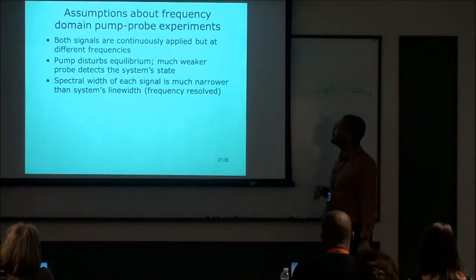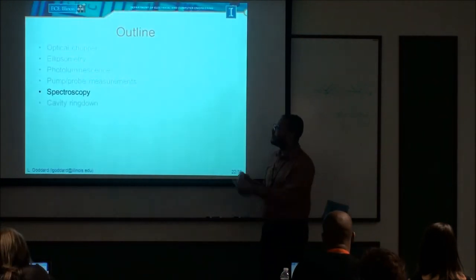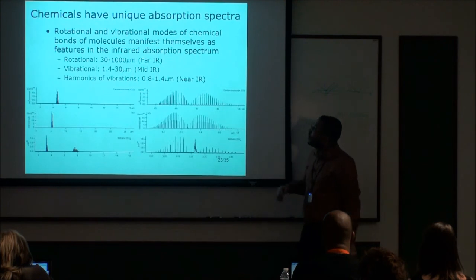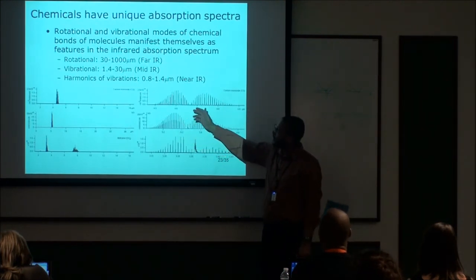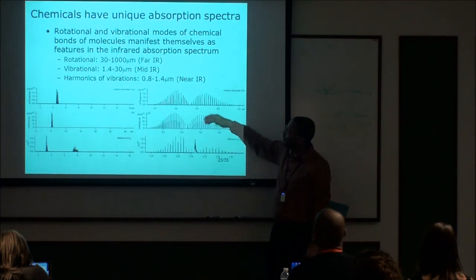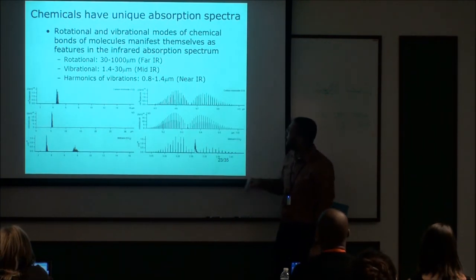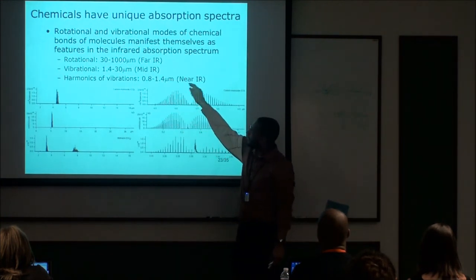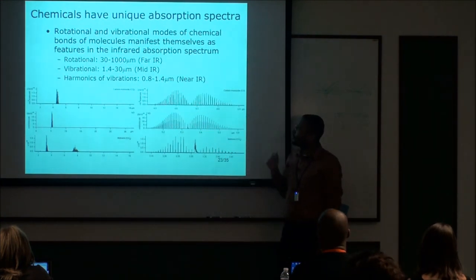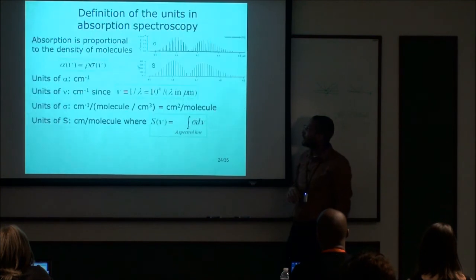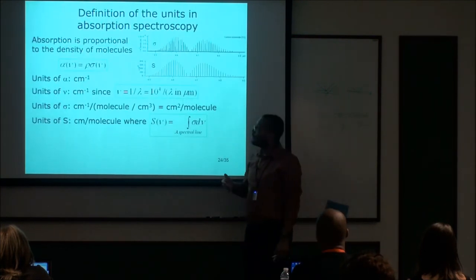All right, so now let's talk a little bit about spectroscopy. Chemicals have unique infrared signatures. Shown here are the absorption spectra for carbon monoxide, NO, and methane. At different wavelengths, you get these peaks in absorption, and these have to do with the rotational and vibrational motions of the atoms. So what we want to do, for example, is measure the absorption.